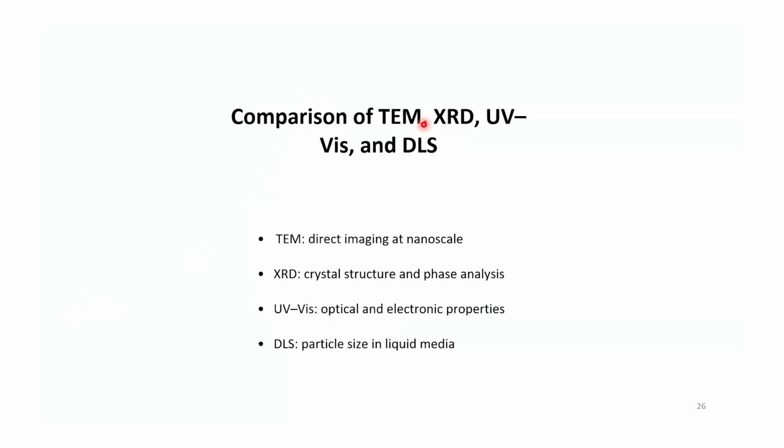That's a comparison of TEM, XRD, UV visible and DLS. So what does TEM analyze? Your transmission electron microscopy analyzes direct imaging at nanoscale. So if you just want to take a picture of your nanoparticle, you go for transmission electron microscopy. So you are getting a clear picture of your nanoparticles in the images, and you will know the shape and size and chemistry of that nanomaterial.